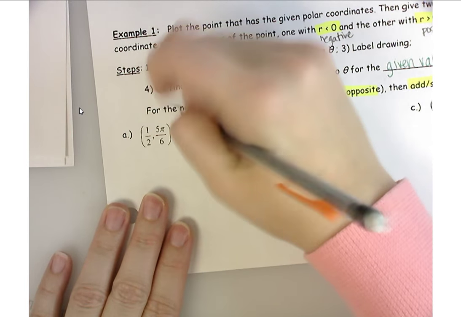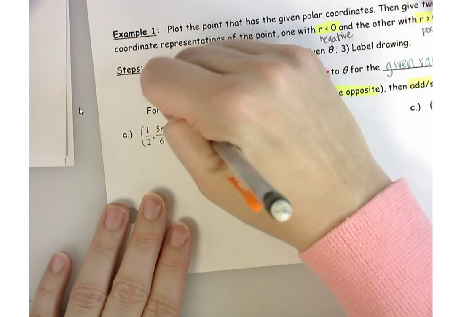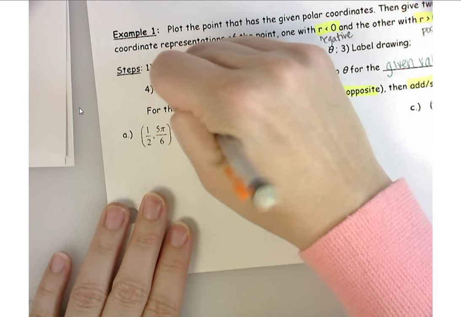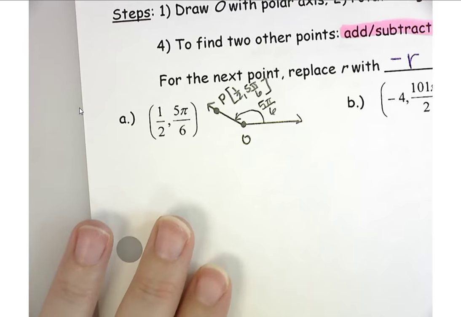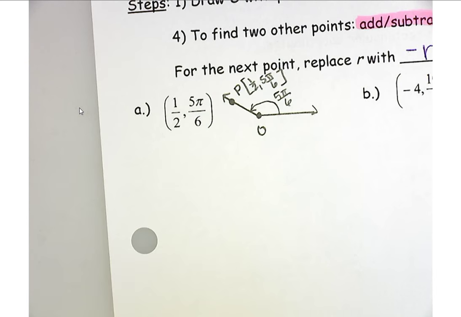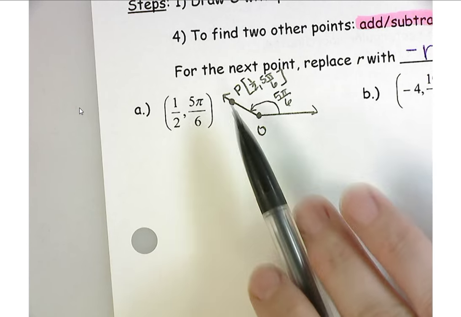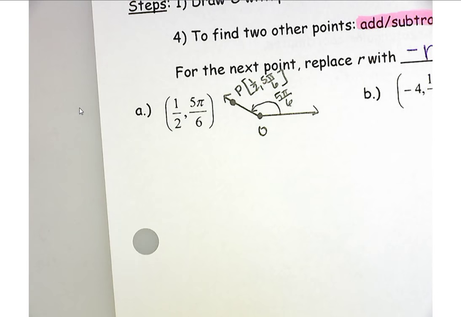And then P is going to be 1/2, 5 pi over 6. So that was steps 1 through 3. I've labeled everything on my drawing. I have my origin, my point, and then my theta value.